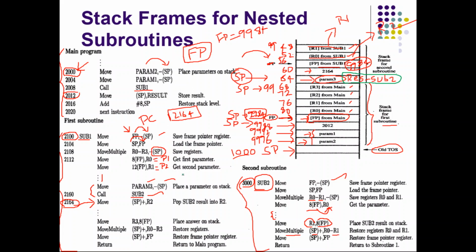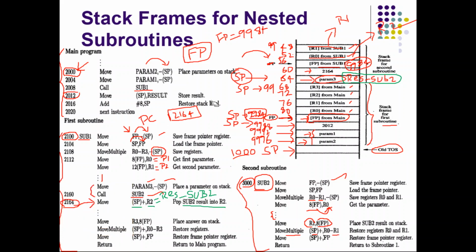Now that result we want to move to the register R2. So what we do is move SP plus R2. Are you getting it? So this result is now moved to R2. So R2 will contain the result of subroutine 2, whatever subroutine 2 calculated. So pop the subroutine 2 result into R2. Again SP will increment after popping.